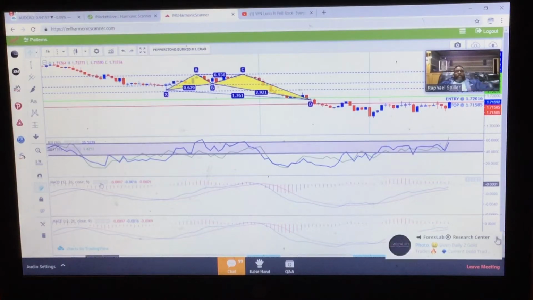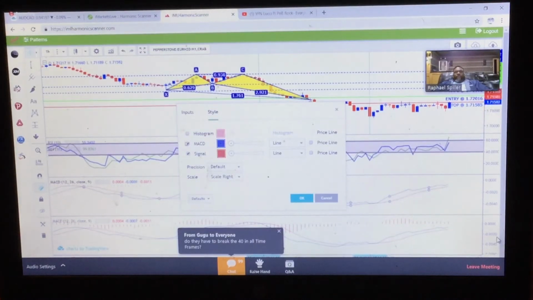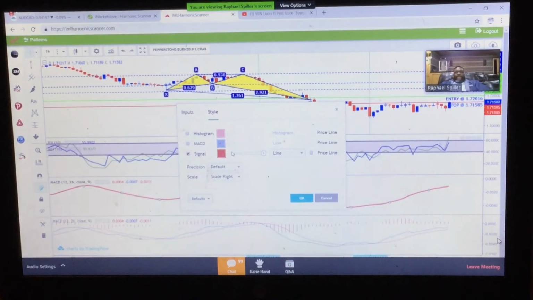All right, now let's go to the MACD. We're going to change all this around. I want you to uncheck the histogram. I want you to uncheck the signal. I mean the MACD. Uncheck both of those. You want the signal strengthened. That's what you want.